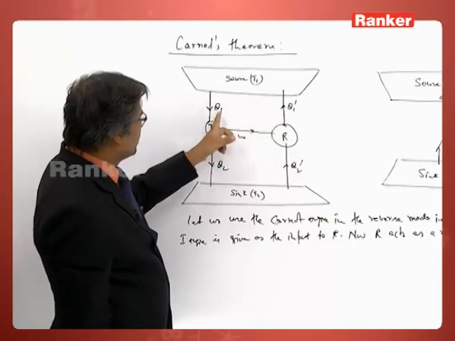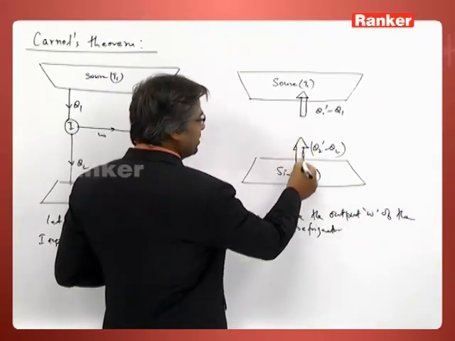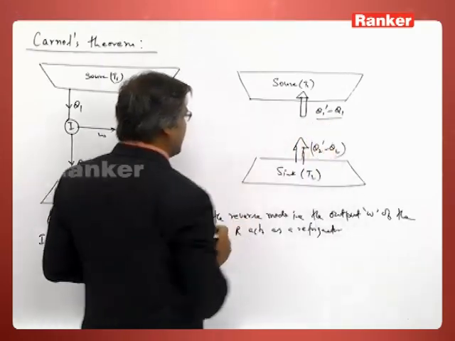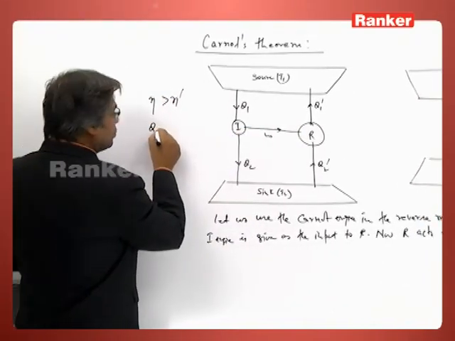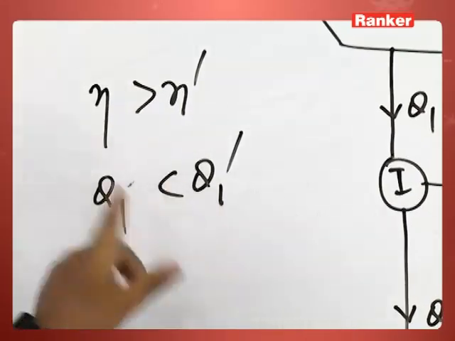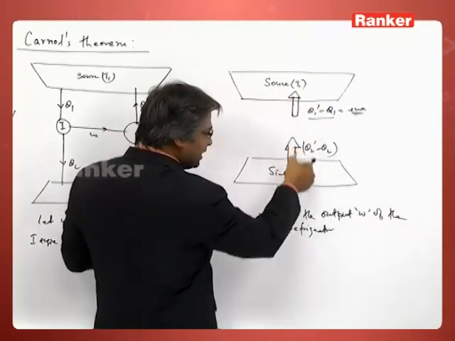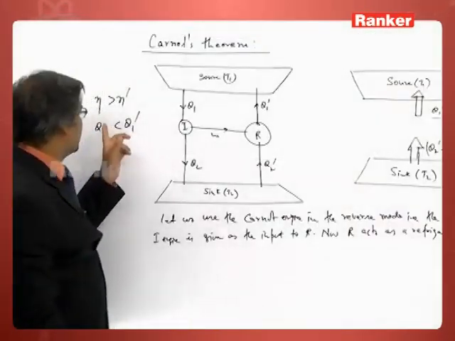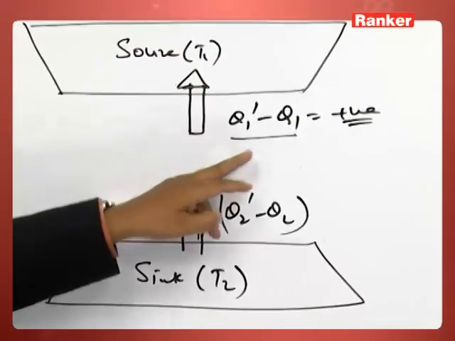Now you see, Q1 dash and Q1, and this is Q2 and Q2 dash. What we observed is that Q2 dash minus Q2 amount of energy is taken from the sink, and Q1 dash minus Q1 amount is going to the source. Now already we have seen that since the efficiency of the irreversible engine is greater than that of the reversible engine, Q1 is less than Q1 dash. So this quantity is more than this, that means this is a positive quantity. Suppose it comes negative, that means it is going in the other way. So by assuming the efficiency of this engine is more than this, I got that Q1 is less than Q1 dash. So this quantity is positive, meaning heat is actually going.